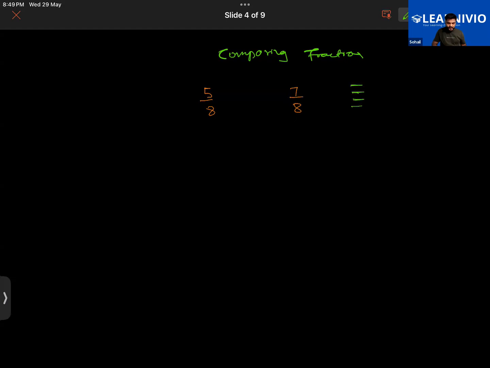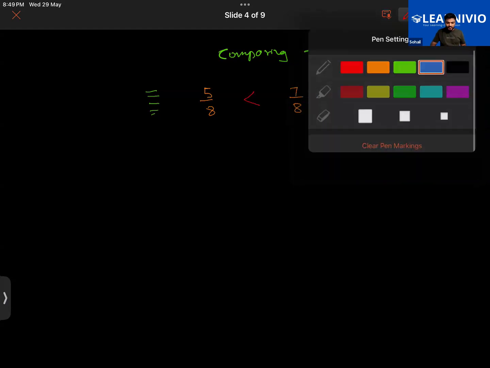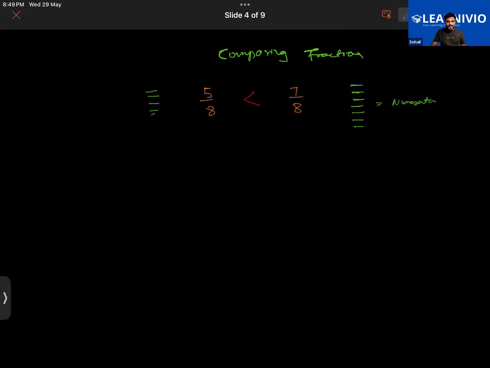7 is the numerator of one, and 5 is the numerator in this one. So whichever has the biggest number in the numerator is going to be the bigger fraction. Are you getting it? Very good. So this was a comparison between two like fractions.